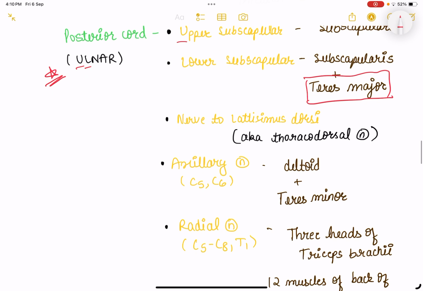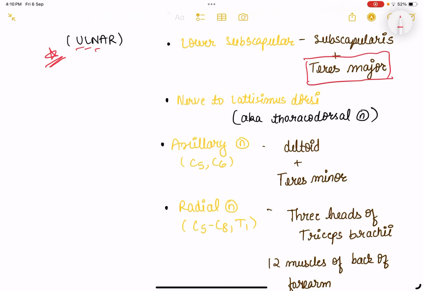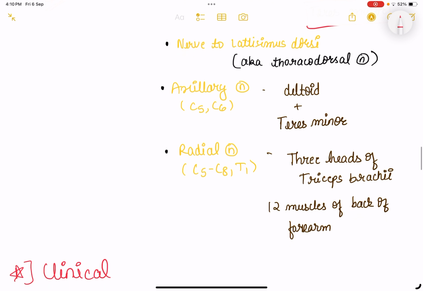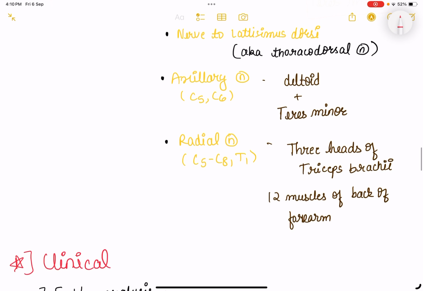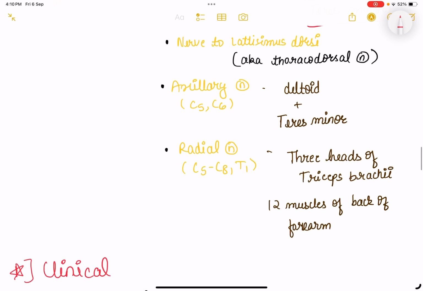Then from N we have the nerve to latissimus dorsi, which is also known as thoracodorsal nerve. It supplies the latissimus dorsi muscle. Then we have the axillary nerve, which innervates the deltoid and teres minor. Next is the R, radial nerve. The radial nerve supplies the three heads of the triceps brachii, basically the posterior compartment of the upper limb.